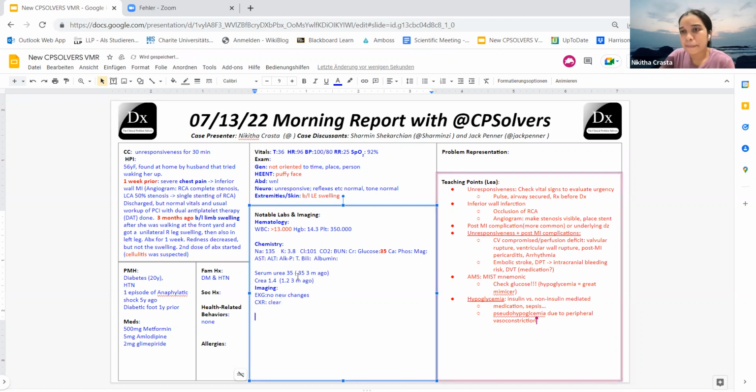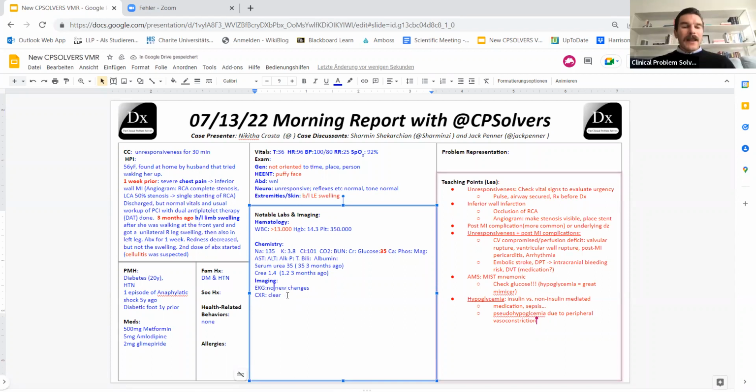All right. Nikita, after this information, is there more data to come before a final diagnosis, or is this all that we have? This is all that we have. All right. Super simple. I love it.